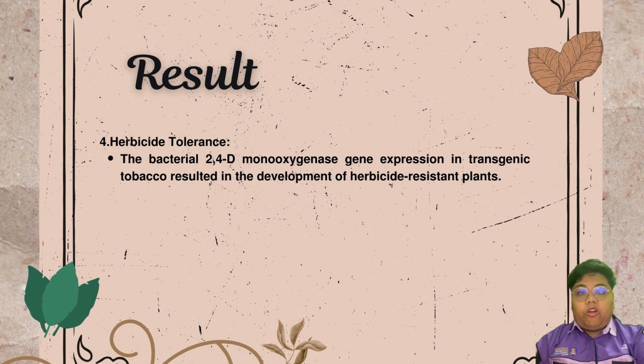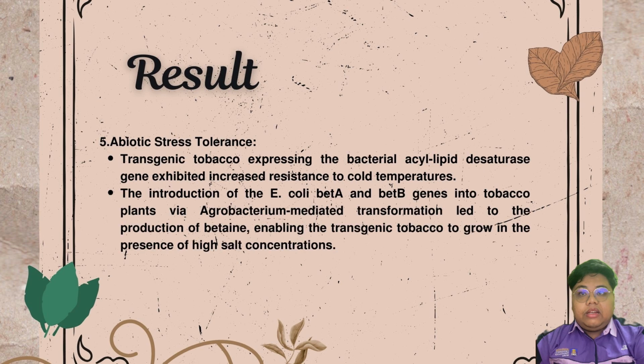Fourth, herbicide tolerance. The bacterial 2,4-D monooxygenase gene expression in transgenic tobacco resulted in the development of herbicide-resistant plants. Fifth, abiotic stress tolerance. Transgenic tobacco expressing the bacterial acyl-lipid desaturase gene exhibited increased resistance to cold temperature. The introduction of the E. coli BAT-A and BAT-B genes into tobacco plants via agrobacterium-mediated transformation led to the production of betaine, enabling the transgenic tobacco to grow in the presence of high salt concentration.